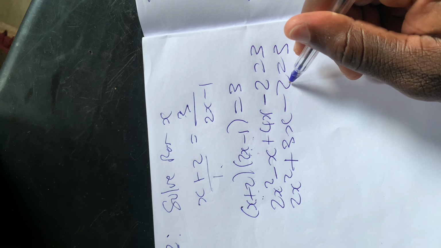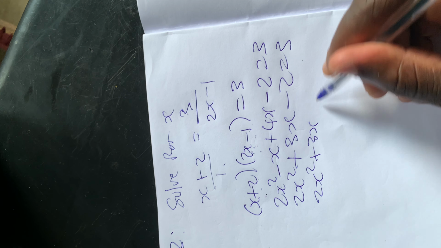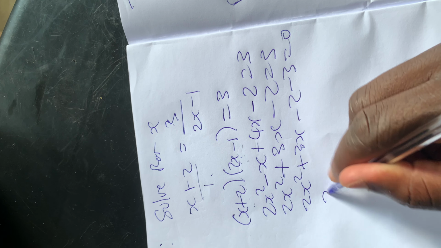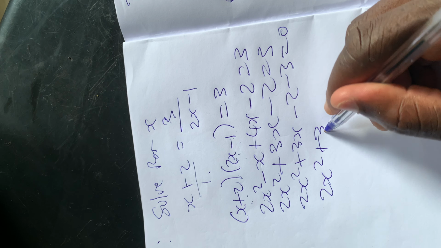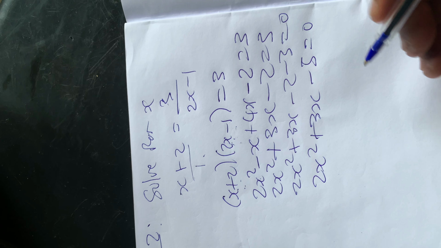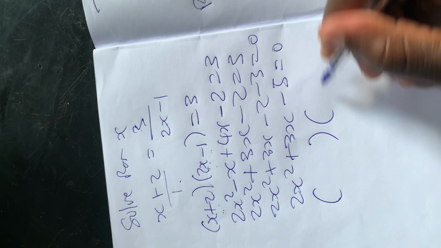Then you bring this 3 to the left. This will be 2x squared plus 3x minus 2 minus 3 equals 0. So this will be 2x squared plus 3x minus 5 equals 0. After having this expression, you can then factorize.